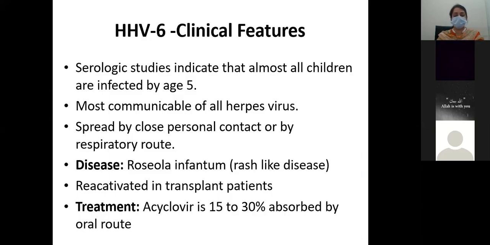Next, what are the clinical features? Serological studies indicate that almost all children are infected by age 5. It is the most communicable of all herpes viruses, spread by close personal contact or by the respiratory route. The disease is roseola infantum, a rash-like disease, and it is reactivated in transplant patients.